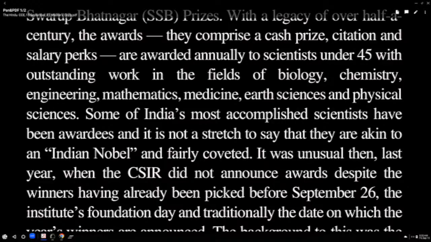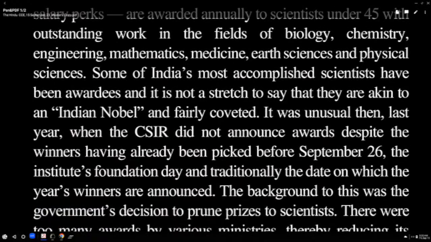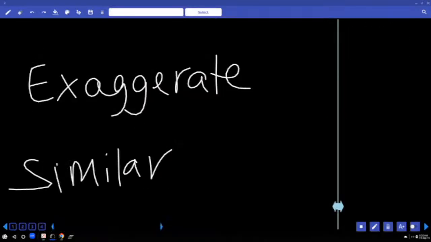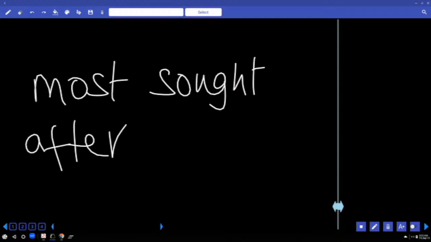But there's one important word here. Have you underlined the word coveted? That's an important word. And try to guess the part of speech. Which part of speech is it? I'll give the combination: coveted prize, coveted post. Adjective, right? Adjective means most sought after. Generally, we use this.